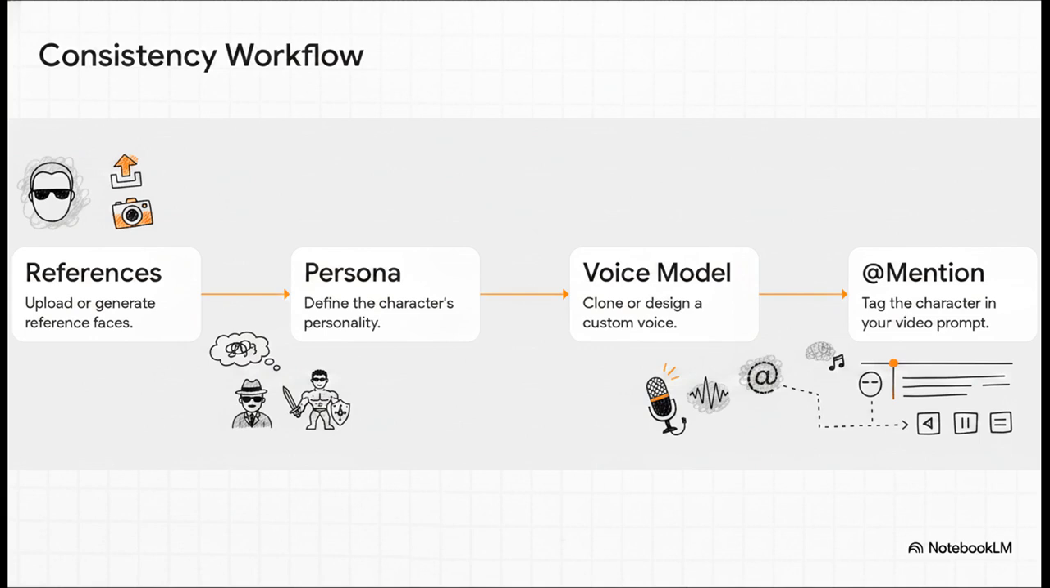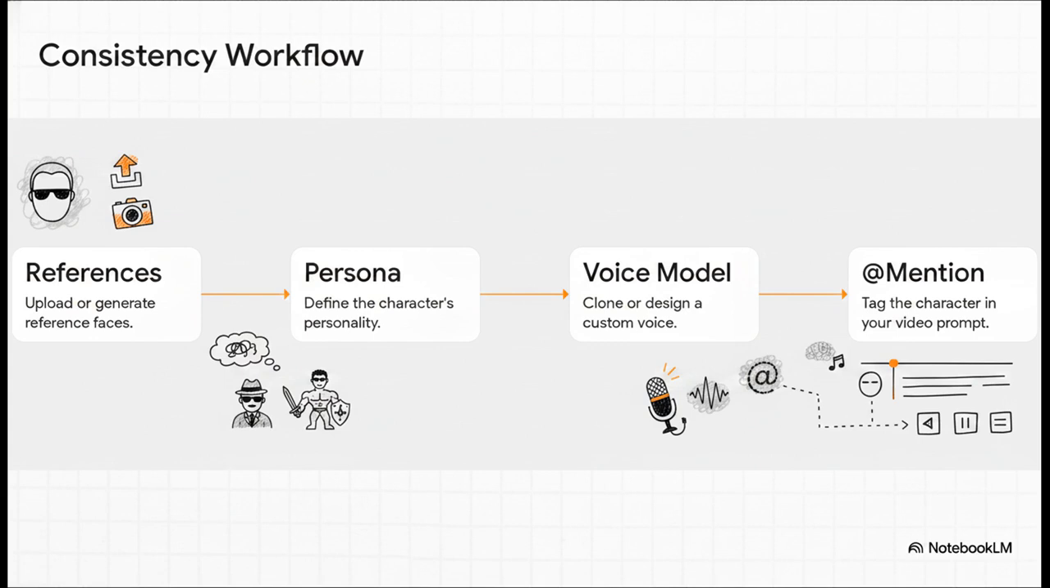Google Flow 2.0 has introduced a dedicated characters tab, and let me tell you, the workflow is beautifully structured. First, you upload reference images of a face, or just generate one right there in the tool. Second, you define the persona. You literally type out their personality, like paranoid 1970s FBI agent or brave warrior, so the AI knows exactly how they should emotionally react. Third, you can design or clone a custom voice model for them. And finally, when you write your video prompt, you just type the @ symbol and tag your character.